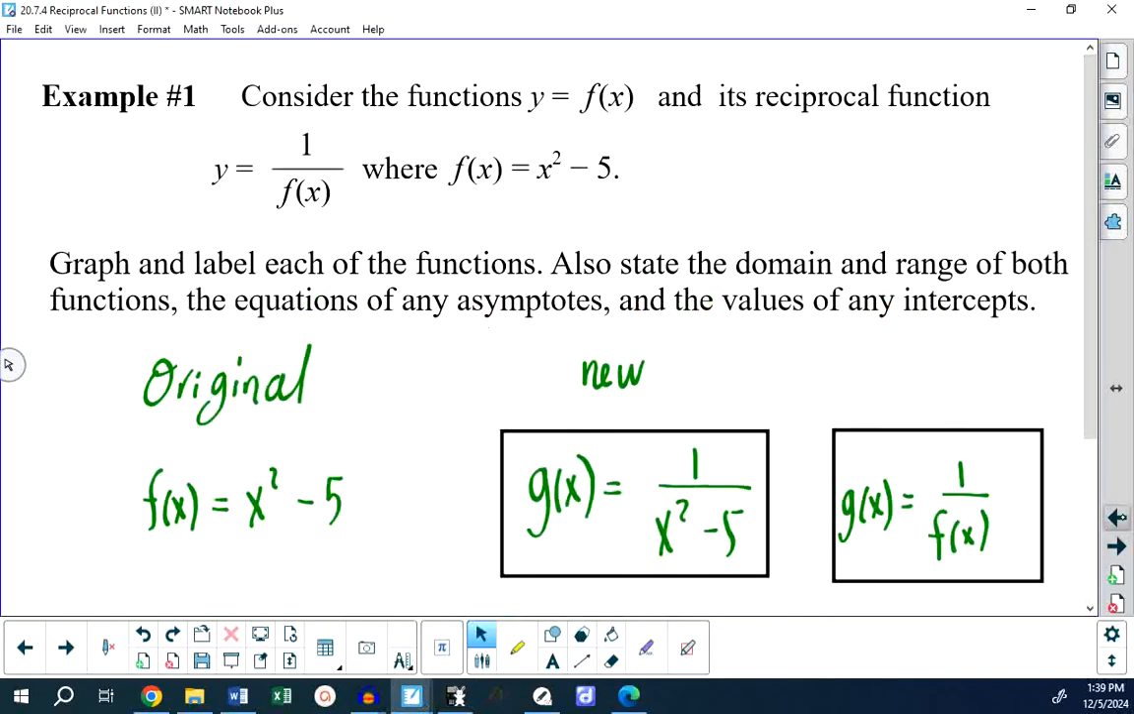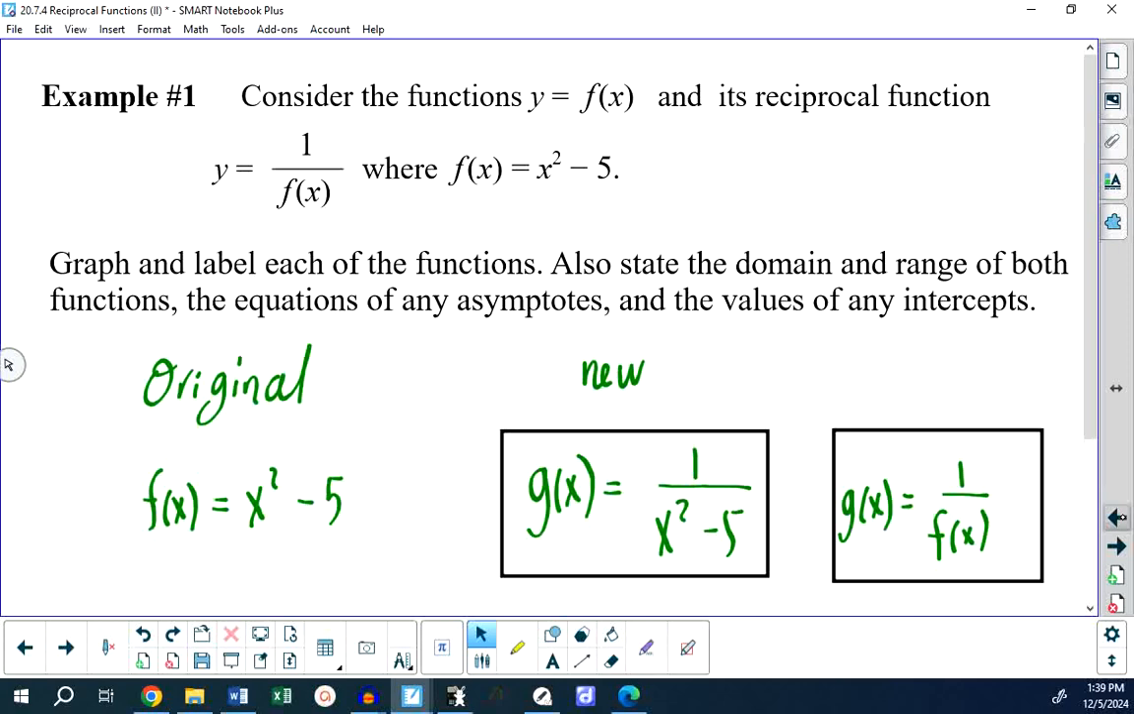What are we asked to do here? I just gave a blanket statement of domain and range of both functions. Can we dispense with domain and range of x squared minus 5? That's a unit 3 question. It's pretty easy. Range: y is greater than or equal to -5. Domain: x is any real number.